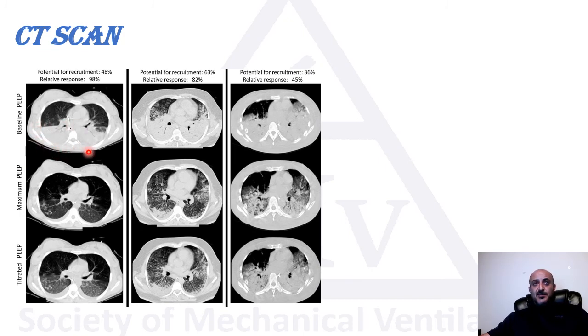So for this example here, collapsed basal areas, then after recruitment maneuver and high PEEP, you can see that the lung opened up, although you can definitely see that you're hyperinflating the top parts here. And you titrate the PEEP down until you see more collapse. In this example, there is some improvement definitely in the basal parts, and you titrate the PEEP down until again you get the least consolidations.